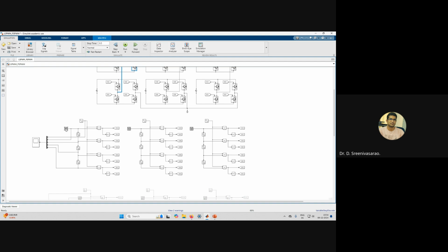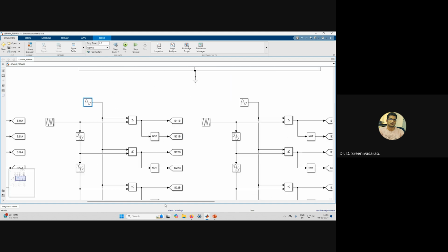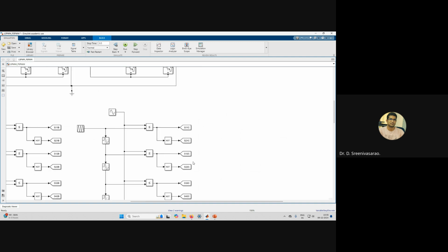This carrier is the same for all three phases. The only thing that changes is the modulating signal. Here you can directly copy it. Instead of A, this is B here, and this is C.